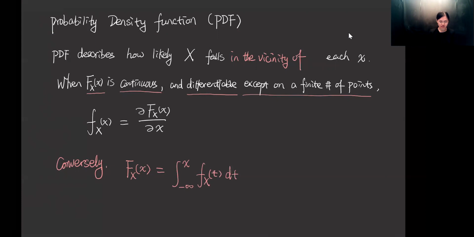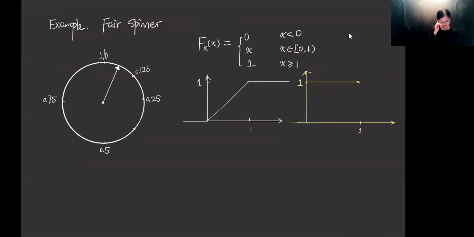Not any integral, but the integral from minus infinity to little x of the PDF. So we have these two relationships between the PDF and the CDF. Now let's consider the fair spinner example again. For that example, we have calculated that the CDF is this. The CDF is 0 for x that are negative and equals x for x in the interval 0, 1 and 1 for x greater than or equal to 1.